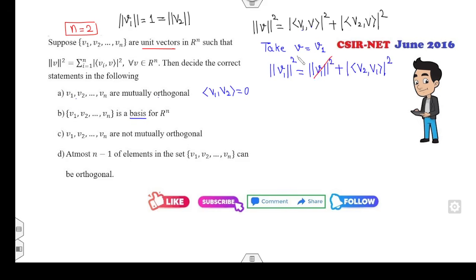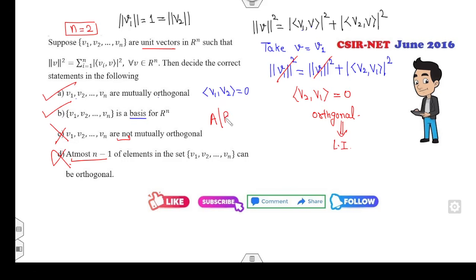Fine. So what does it mean? v2 and v1 are my 0. That means they are my orthogonal. So first answer is correct. Once they are orthogonal, that means they are LI also. LI means that is a basis also. They are not at most 2 minus 1 1, but हमें तो सारे मिल गए ना आपको. So that's A and B are the right answer of the problem.